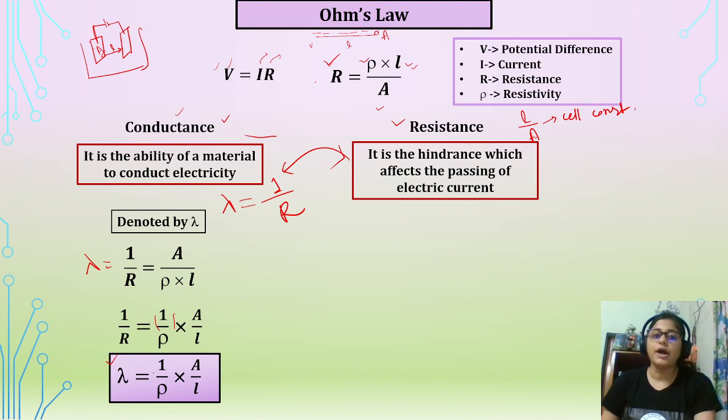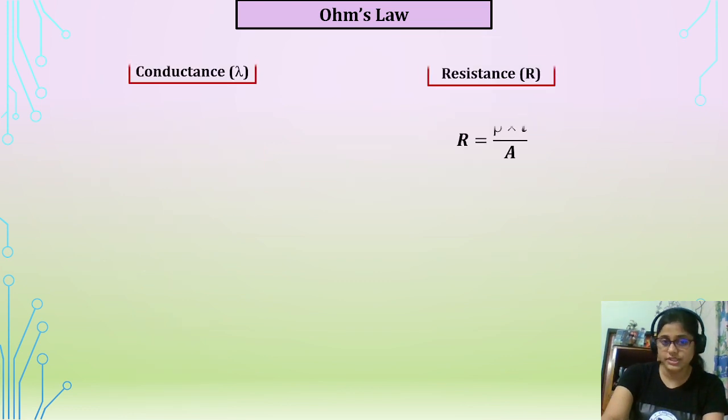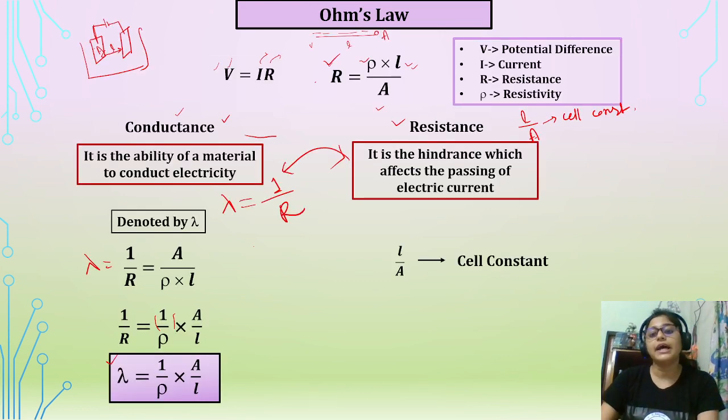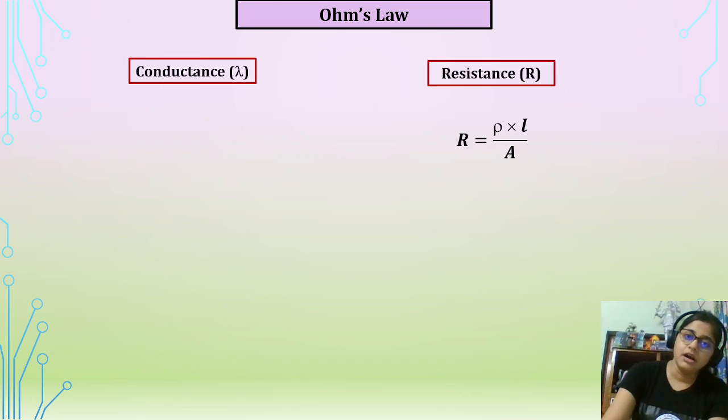Okay, so 1 by rho into A by L. Fine. And L by A, I have talked about that, the cell constant. Whenever a question gives the cell constant value, it means L by A, where L is the length. So what will be the unit of L by A? Let's say L is in cm, and A is in cm square, so the unit of cell constant will be cm inverse.